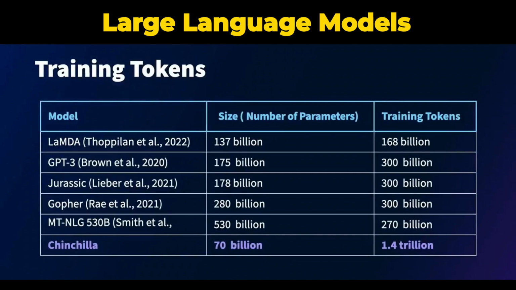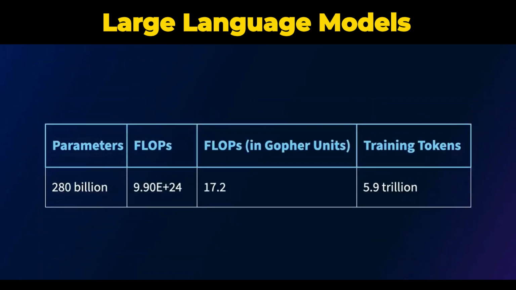While most of the large language models have been trained on around 300 billion tokens, Chinchilla has been trained on 1.4 trillion tokens, which is almost 5 times as many tokens as the other large language models. This then begs the question, are the massive language models that are being trained oversized?